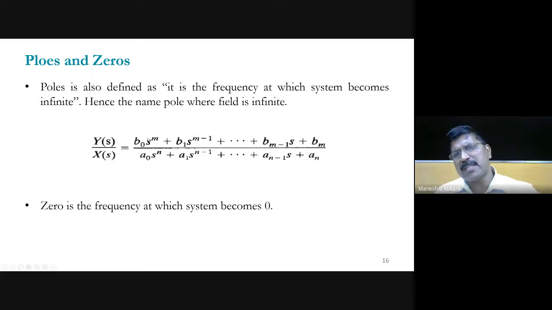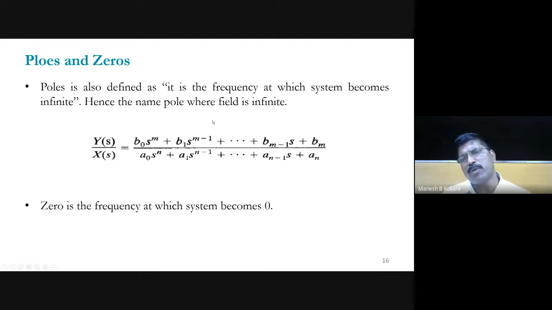Whereas, for example, we have zeros, say 3 zeros. s plus b1 is one zero, s plus b2 is another zero, s plus b3 is the third zero. If I put s plus b1 equal to 0, the value of s will be equal to minus b1.